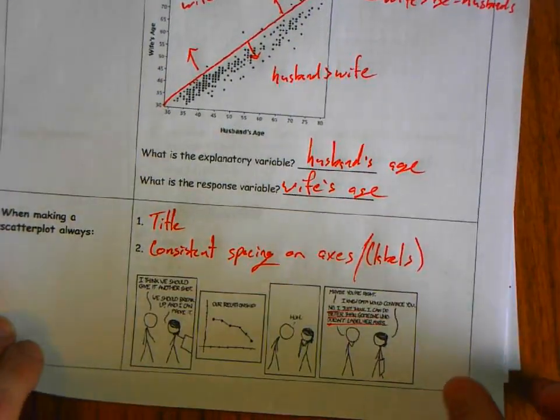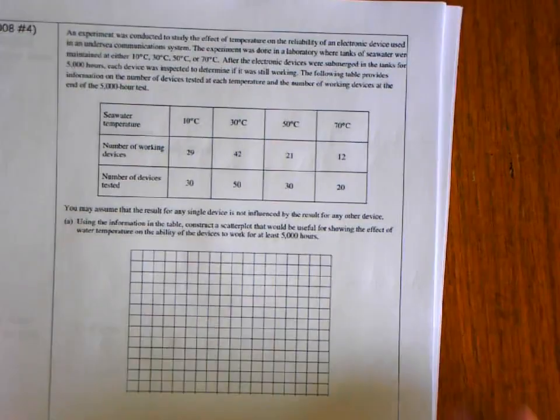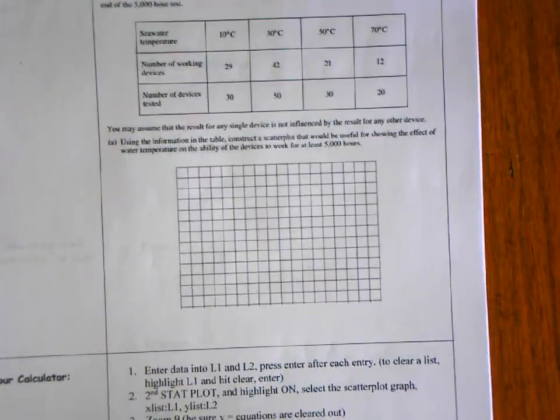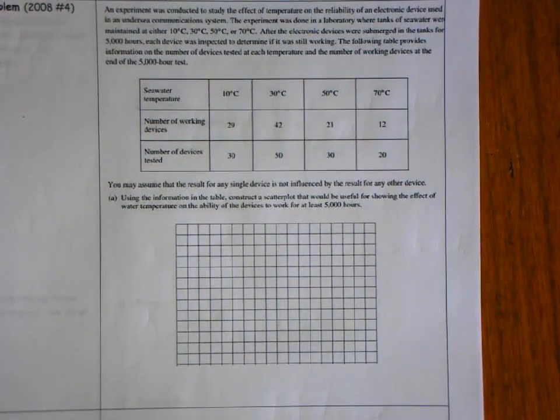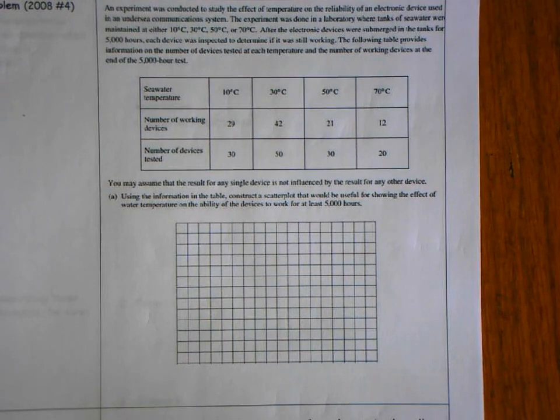Okay, cool. Next page. What do we got here? Chance to make our very first scatter plot. Oh boy. Take a moment. Read through this question about number of undersea communications devices still working and the temperature of the water. Pause this. Work through this problem.